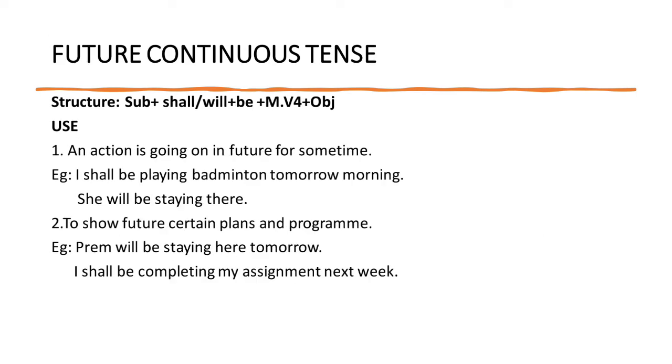Next is future continuous tense. The structure of future continuous tense is subject plus shall/will plus be plus V4 plus object. How can we use future continuous tense? Let's see. The first one is an action going on in future for some time. So some action that will be performed in future for some time, for that we have to use future continuous tense.